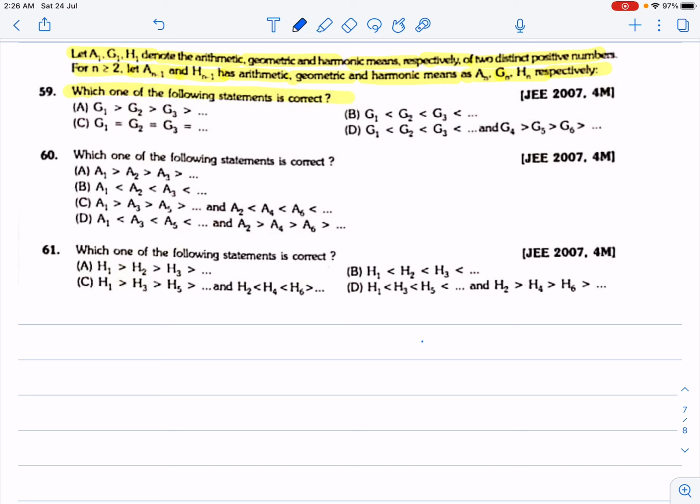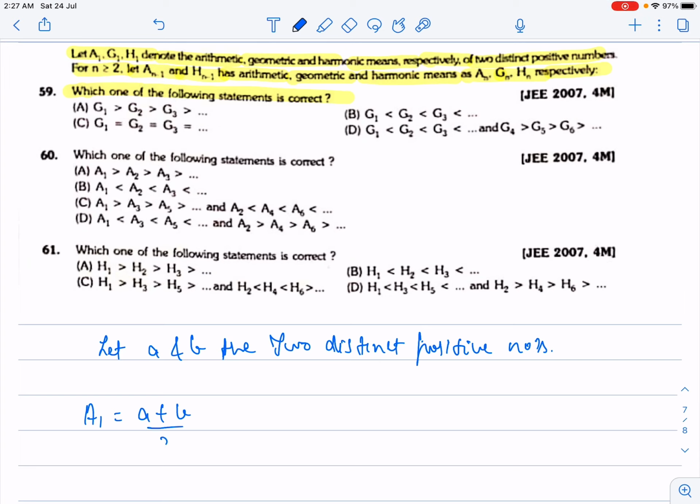So guys, let a and b be the two distinct positive real numbers, they have asked us positive distinct numbers. And a1 is the arithmetic mean of a and b, that means a plus b by 2. g1 is the geometric mean of a and b, that is root ab. And h1 is the harmonic mean of a and b, that is 2ab divided by a plus b.